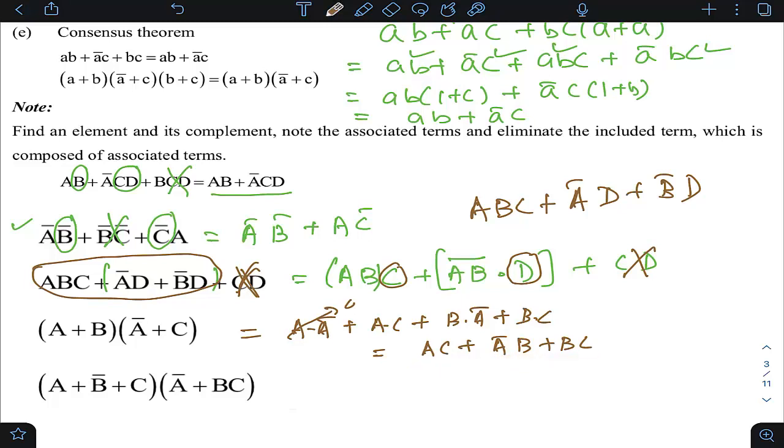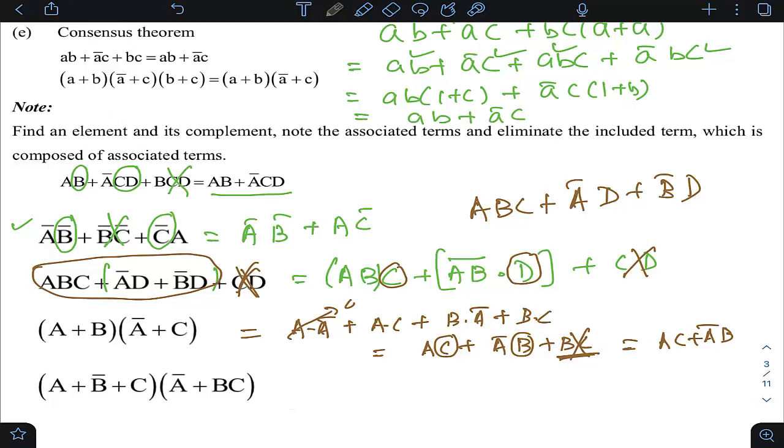So A is present in normal and complement form. Like here the associated term is C, here the associated term is B. So whether this is AND combination of the associated term, yes. So this is a redundant element. So the answer is simply AC plus A bar B. Okay. Now, so we know the answer is AC plus A bar B.